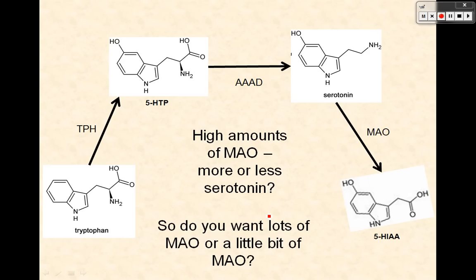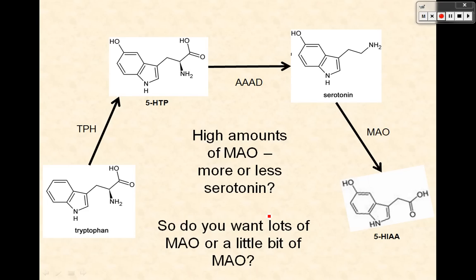If you have too much MAO, you're going to be susceptible to depression. You're not going to have a lot of serotonin. But on the flip side, if you don't have enough MAO and you actually have too much serotonin, that can lead to almost the opposite of depression, like an extreme giddiness. It can lead to racing heartbeat. It can lead to a bunch of symptoms that you also want to avoid. So you want the right amount.